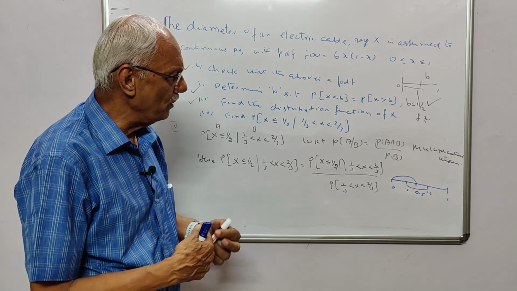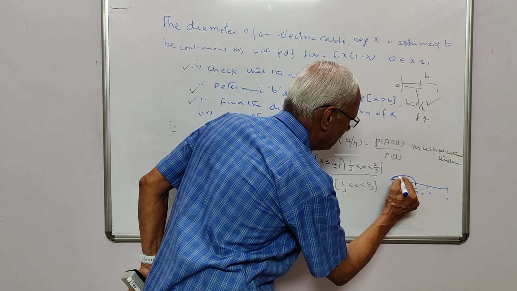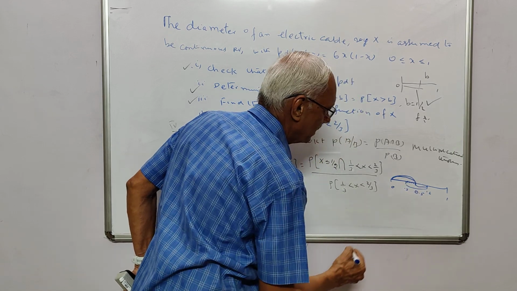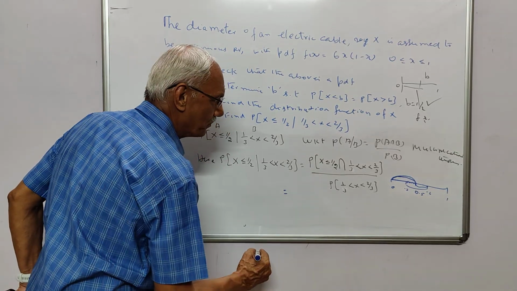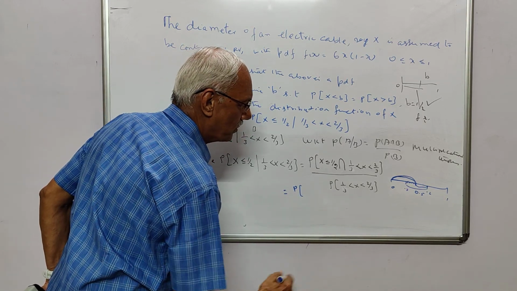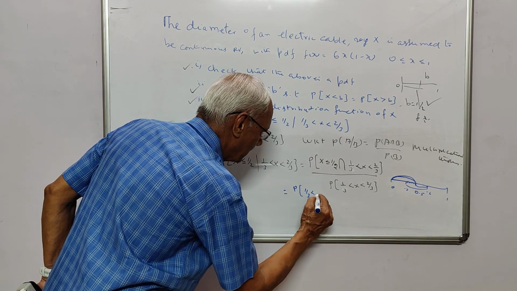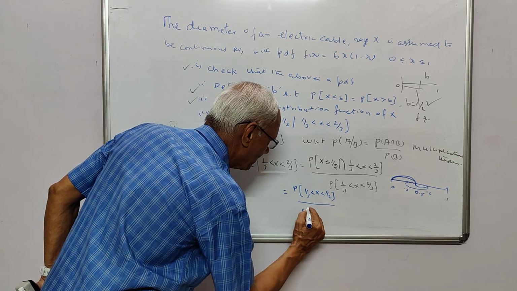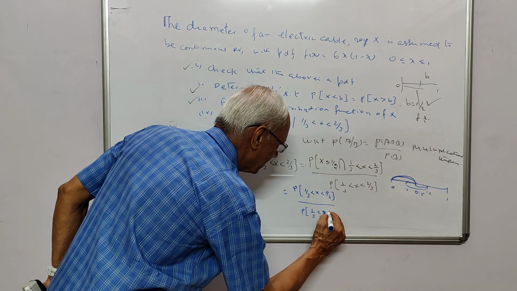Now what is the common portion between these random variable ranges? Here you see that this is the one and this one. So you see that it is 0.3 to 0.5. This is nothing but your probability of 1 by 3 less than x less than 1 by 2, divided by the probability of 1 by 3 less than x less than 2 by 3.